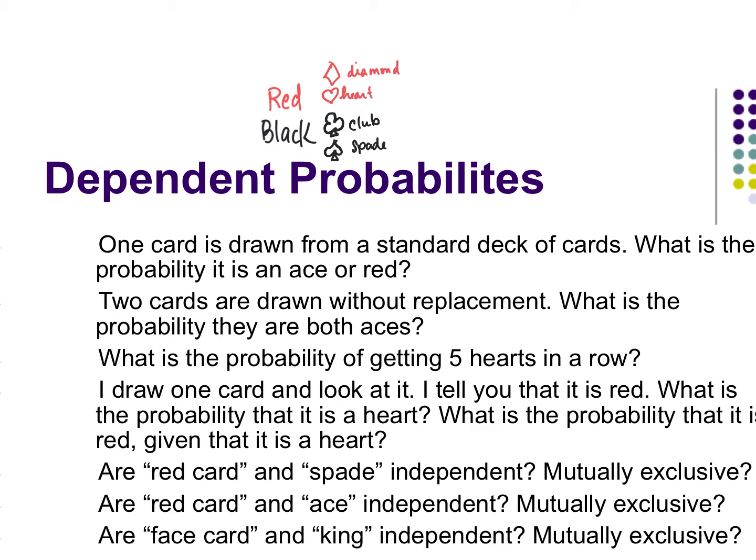And each of these has an ace, a 2 through 10, a jack, a queen, and a king. So there are 13 of each denomination. These three are called what types of cards? Face cards. All right.